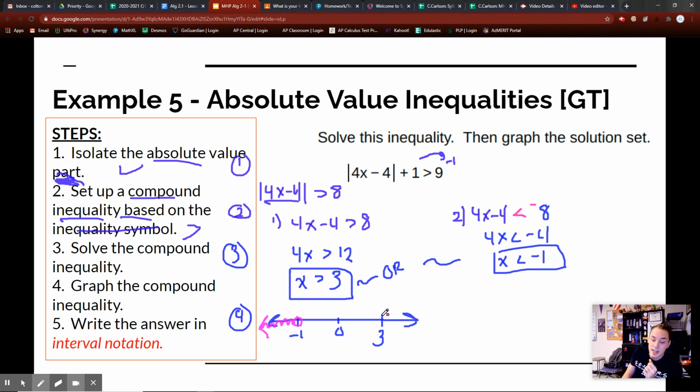Now, the 3 here, it's not equal to as well, so I'm going to do that. And it's also pointing in a direction, but it's not pointing in the same direction. It's pointing in the direction of the right. So it's going to look like that.